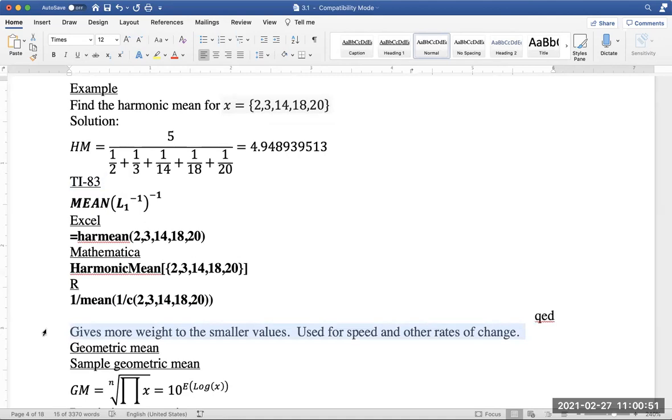So notice the harmonic mean gives more weight to smaller values. So if you want an average that gives a lot of weight to the smaller values and much less weight to the larger values, then you use the harmonic mean. It's used for speed and for other rates of change.